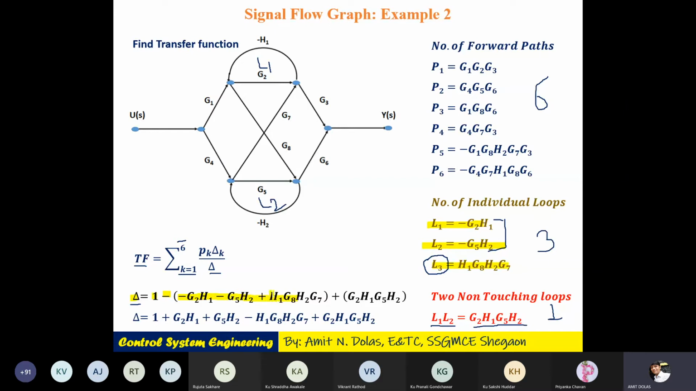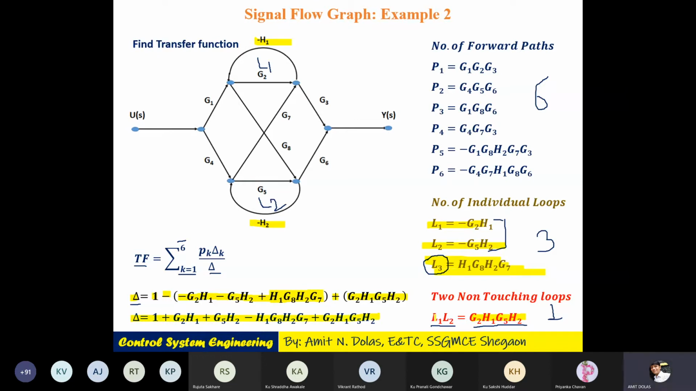This became plus, see, H1 G8 H2 G7 became plus. Why? Because here both terms came, H1 which is minus and H2 is also minus, so minus minus goes plus. So you can see the sign of L3 is plus, it is not minus. Then plus the 2 non-touching loops, which is G2 H1 G5 H2. Taking the minus sign inside, this is your delta.